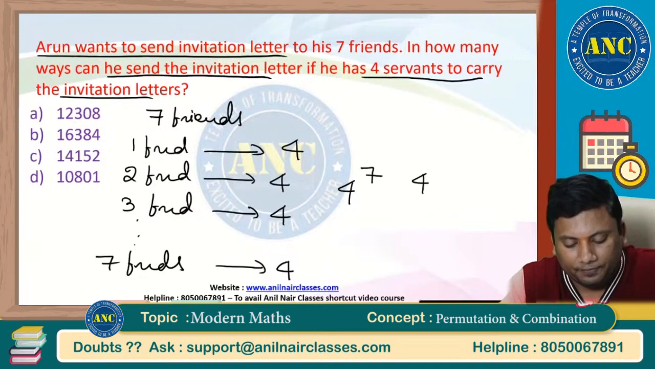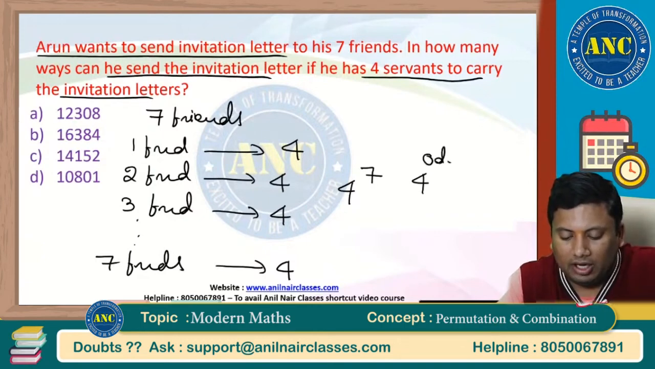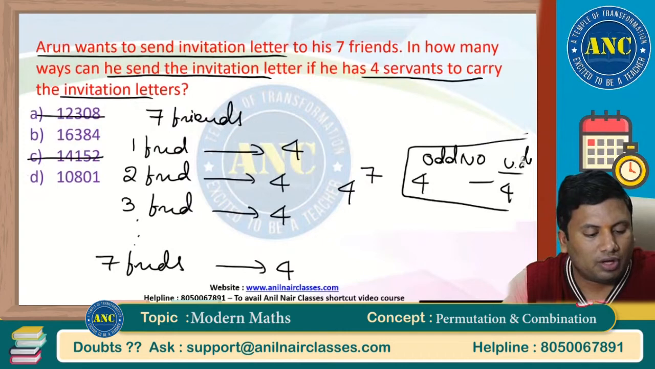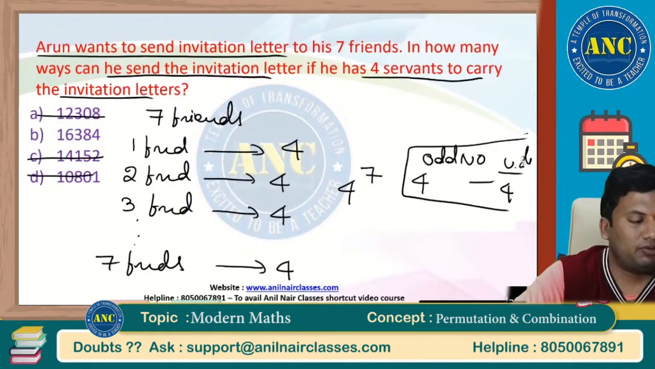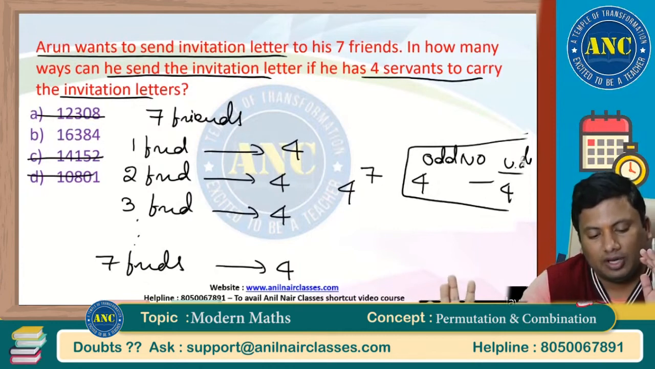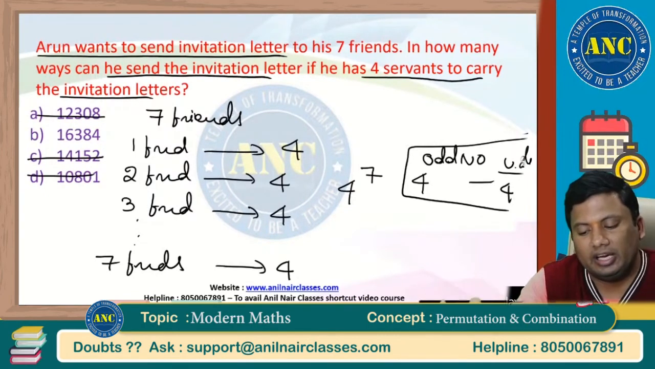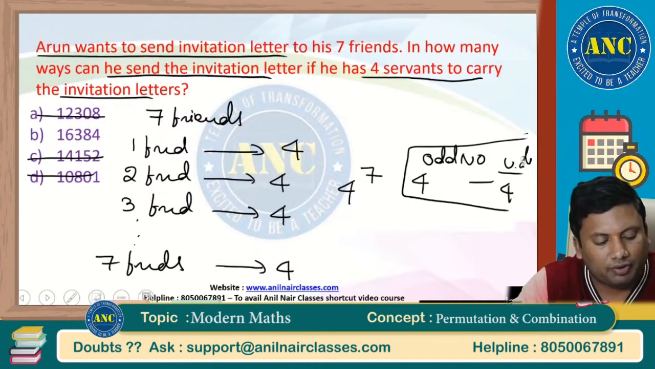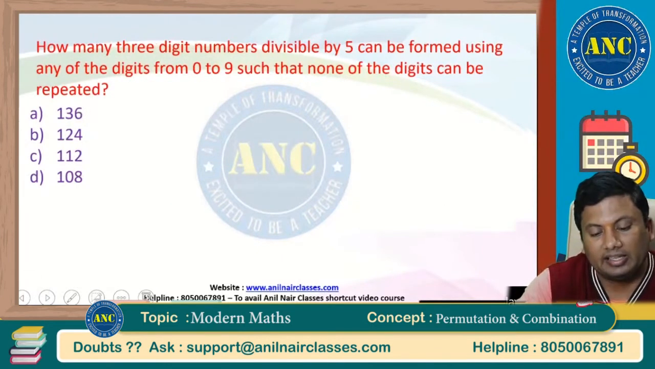4 power odd number: unit digit is always 4. Answer is 16384. Answer for this question is nothing but 16384. First friend can be invited by any of the 4 servants. Second friend can be invited by any of the 4 servants. Third friend, seventh friend also, it is by 4. I hope the idea is clear.